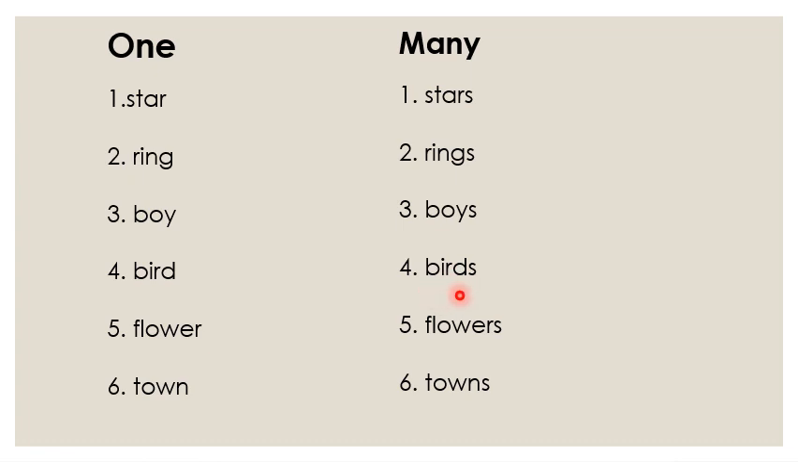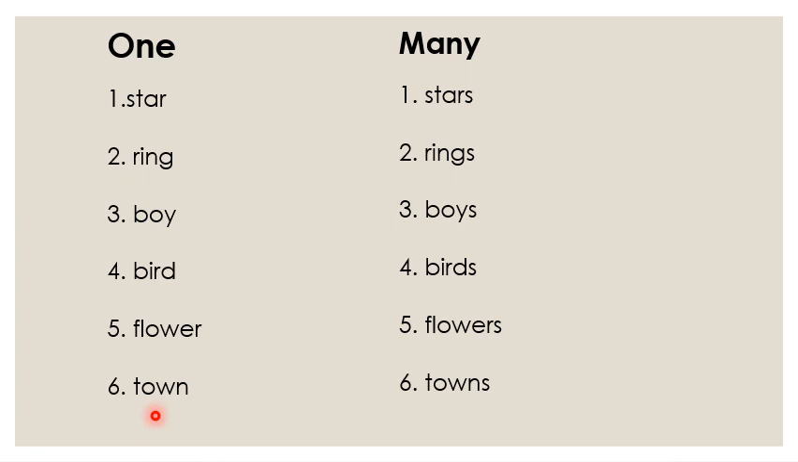So B-I-R-D-S, birds. Number 5: flower. F-L-O-W-E-R, flower. There is only one flower. If it is more than one, means many, we are adding S to the end of the word. F-L-O-W-E-R-S, flowers. So understood how you write one to many.